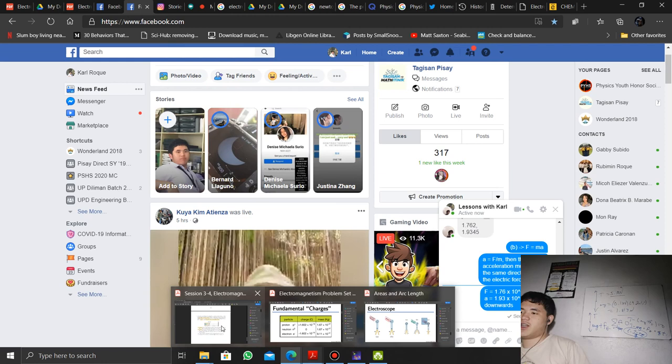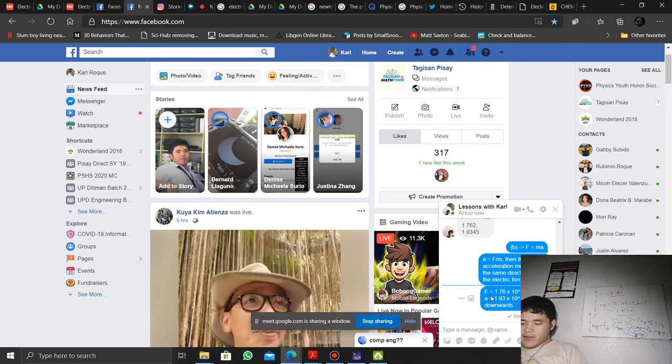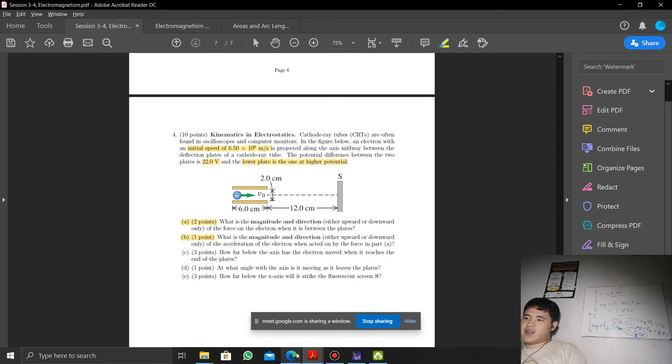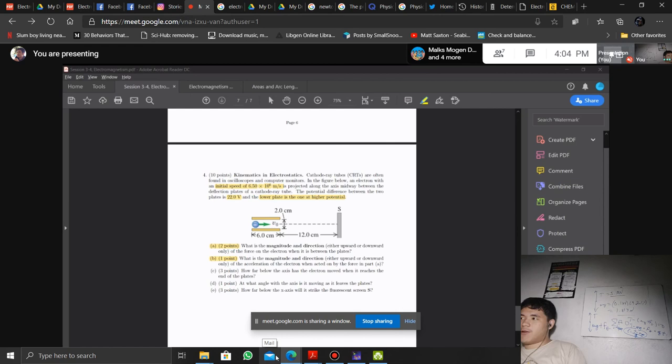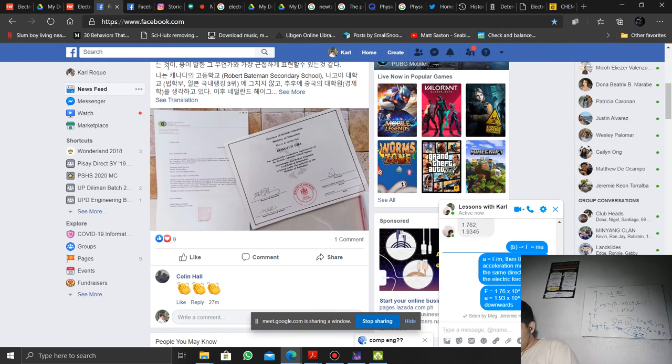Sige. I want you to answer letter C to E, given yung mga quantities natin dito. I'll give you 10 minutes for that. That will be the last problem na for our session today. Then as an exercise or homework siguro, I want you to try yung number 1. Or if you have time mamaya, let's do number 1. Pero sige, in 10 minutes, I want you to solve letter C to E.